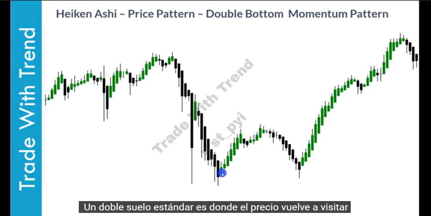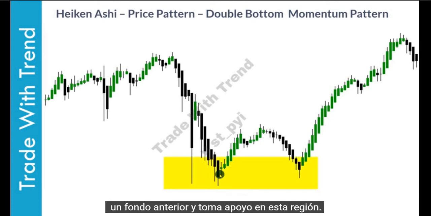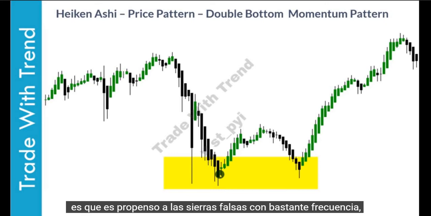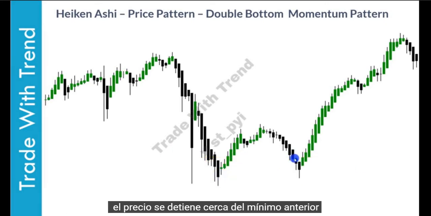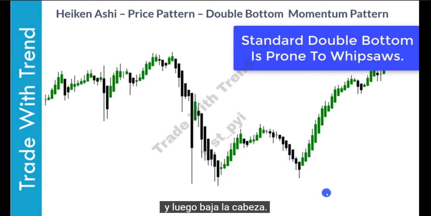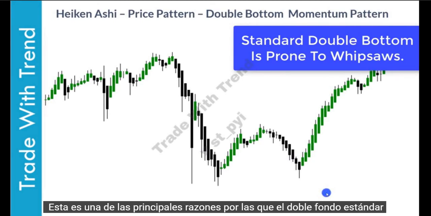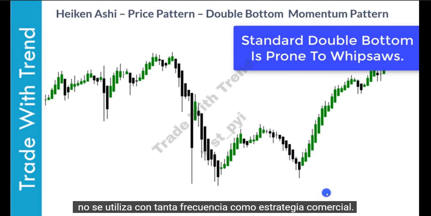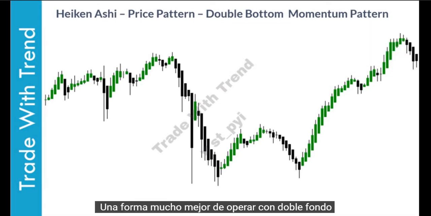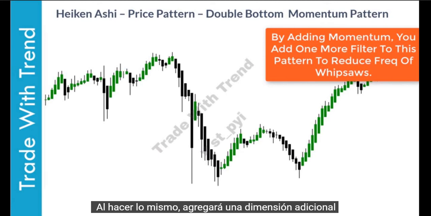A standard double bottom is where price revisits a previous bottom and takes support in this region. The problem with the double bottom is that it is prone to whipsaws, as quite often price pauses near the previous bottom and then heads lower. This is one of the main reasons why the standard double bottom is not used that often as a trading strategy. A much better way to trade a double bottom is by adding an element of momentum to it. By doing so, you will add an extra dimension to this standard double bottom pattern.